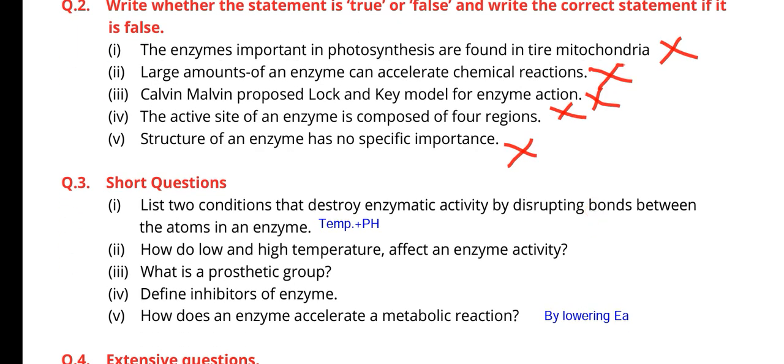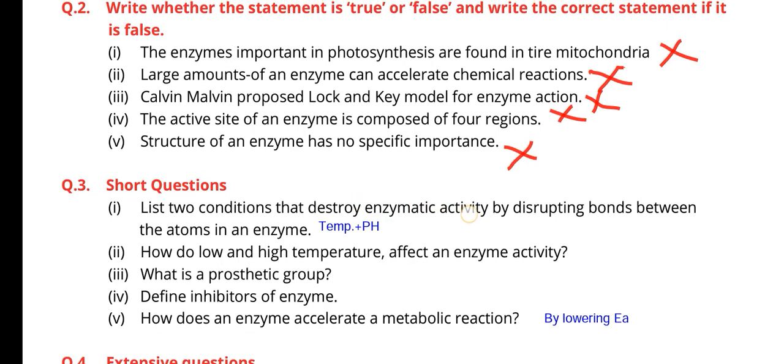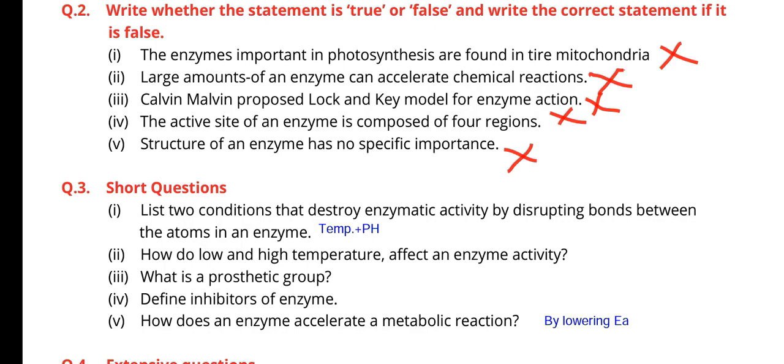The next is short questions. List 2 conditions that destroy the enzymatic activity by disrupting bonds between the atoms in an enzyme. So first of all, there is temperature. If we change the temperature, then after a certain limit, the bonds of the enzyme will denature. And the other factor is the extreme change in pH. The extreme change in pH disturbs the bonding of enzymes.